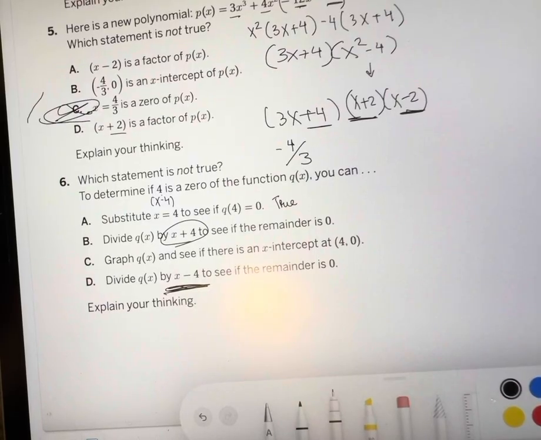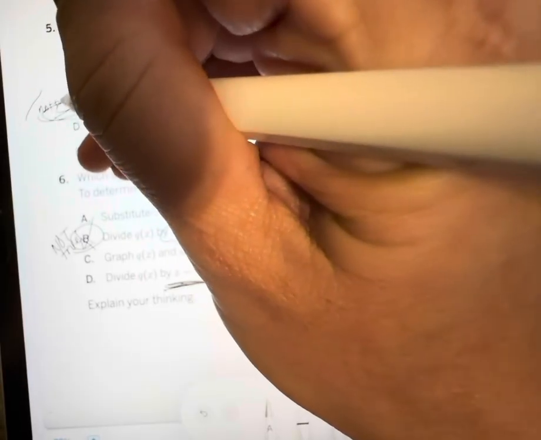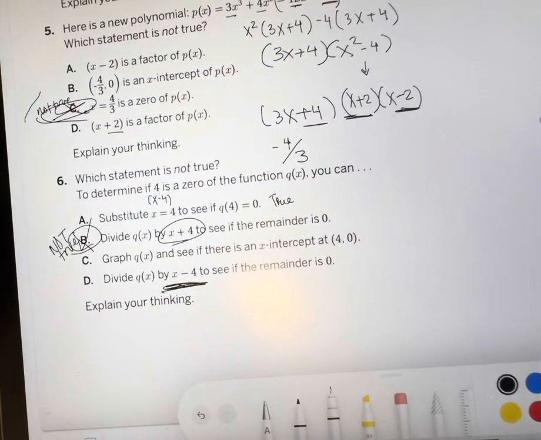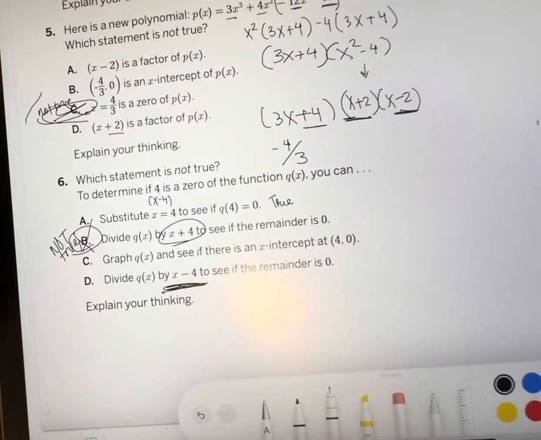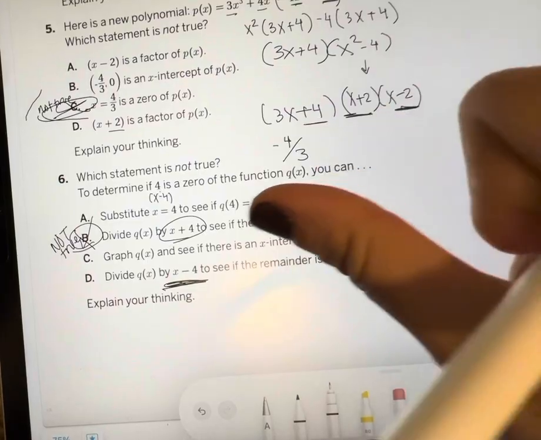Okay? So what's not true? B is not true. You guys, please, B is not true. And again, here, C is not true. Okay. Can you graph it and see if there's an x-intercept at 4? Absolutely. All right? And you can also do D. All right, and that's all. Look at that.